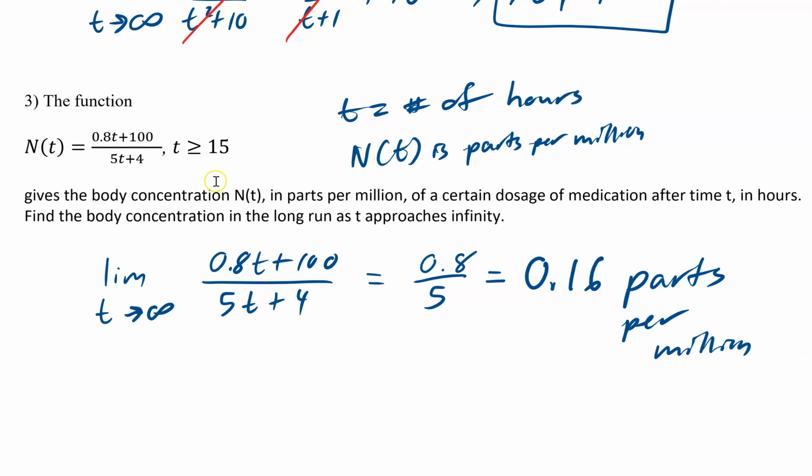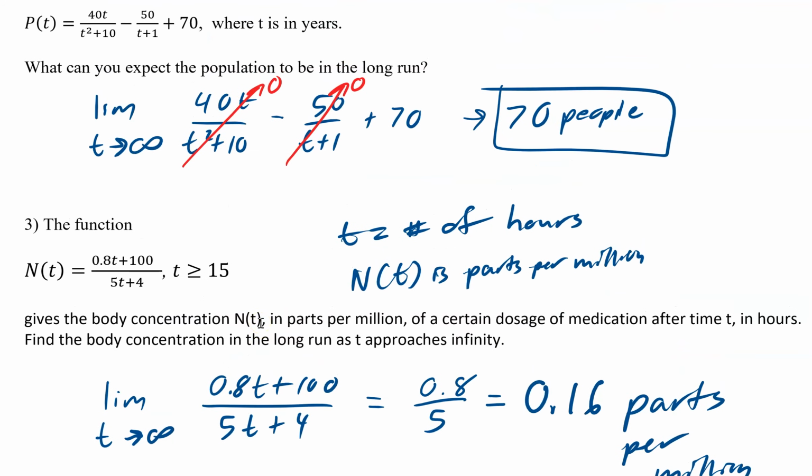So forever, you take this drug, it's always going to be with you for the rest of your life, a part of you. So that is how we use it. So if the t's are the same degree, we just use the leading coefficients. And if the bottom's bigger, it goes to 0.